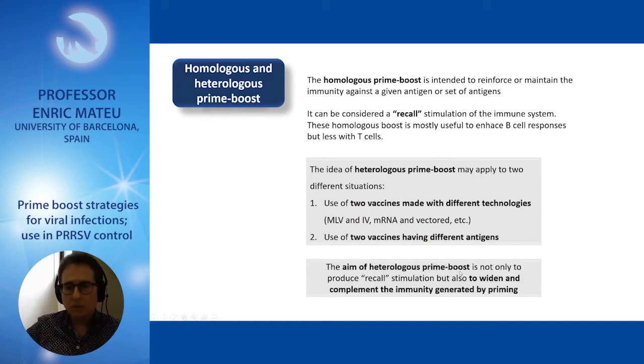In the heterologous prime boost in which we use two vaccines with different technologies, usually what we want is to complement the immune response, inducing, for example, cell-mediated immunity with the first and boosting the humoral response with the booster dose. In the second strategy, using two vaccines with different antigens, what we want is to widen the number of antigens that the immune system can recognize. And this, for example, can be interesting for agents with a high antigenic diversity.